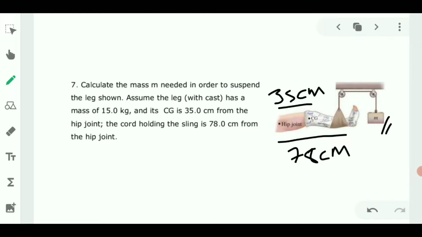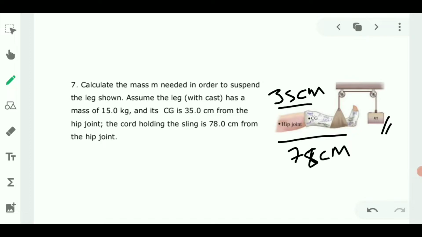So this is static equilibrium. Static equilibrium has only two conditions for an object to be in equilibrium: the summation of forces in the x and in the y should be equal to 0, and the summation of torque should also be equal to 0.